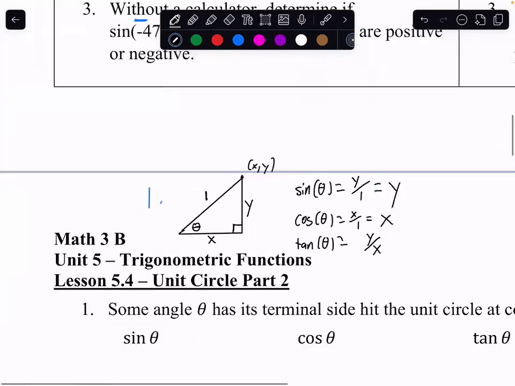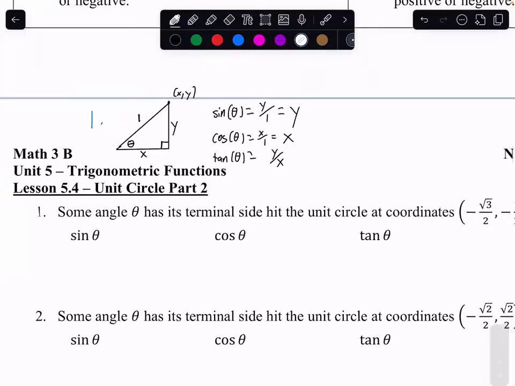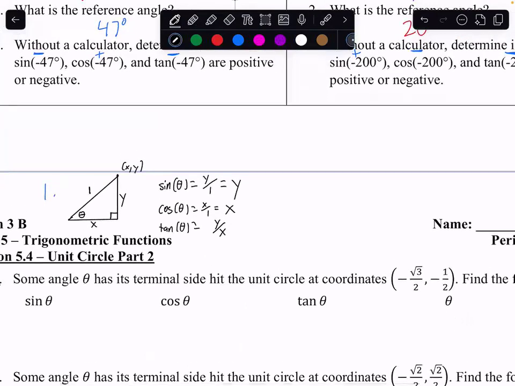Okay, so with that in mind, question 2 for you. Some angle theta has its terminal side hit the unit circle at coordinates negative radical 3/2, comma negative 1/2. So we can instantly know that the sine of this angle, even though we don't know the angle, is going to be the y coordinate where it hits the unit circle. So sine is negative 1/2. Cosine, again, is the x coordinate where it hits the unit circle. So that would be negative radical 3/2.